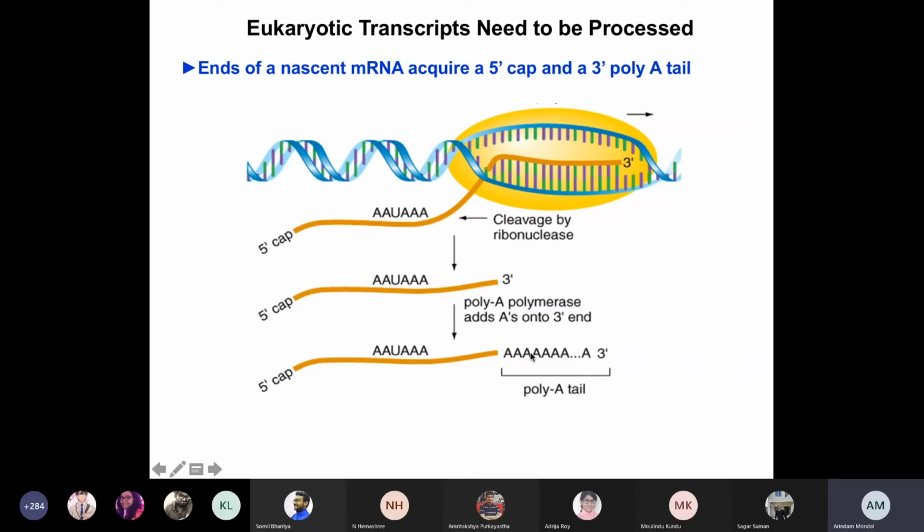And what it does is it keeps on adding multiple A's at the 3' end. Okay, so there will be a synthesis of a poly A tail, and it can be as long as 100 to 200 nucleotides. So for each of the eukaryotic transcripts, you will always have a 5' cap and the 3' poly A tail. And these two modifications are extremely essential for, number one, the stability of the mRNA, and number two, for the export of the mRNA from the nucleus to the cytoplasm.